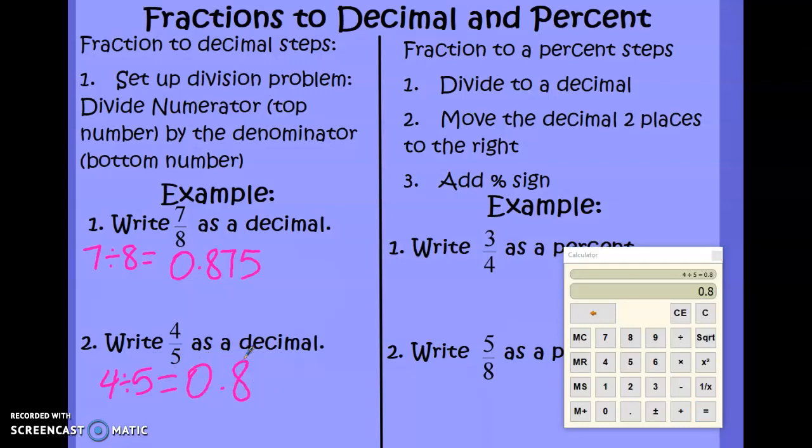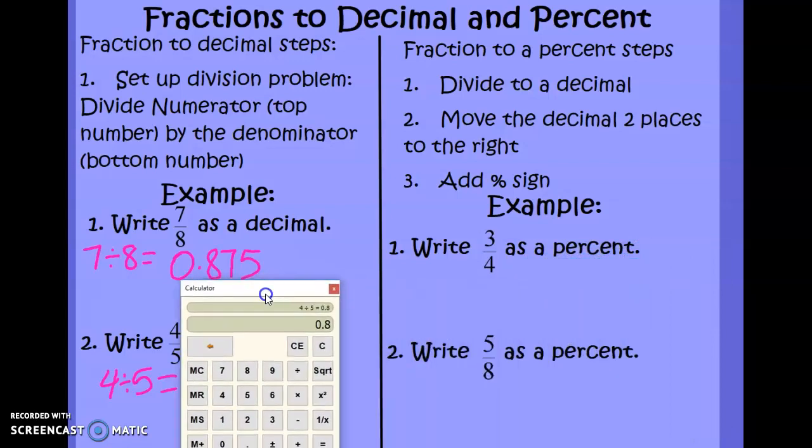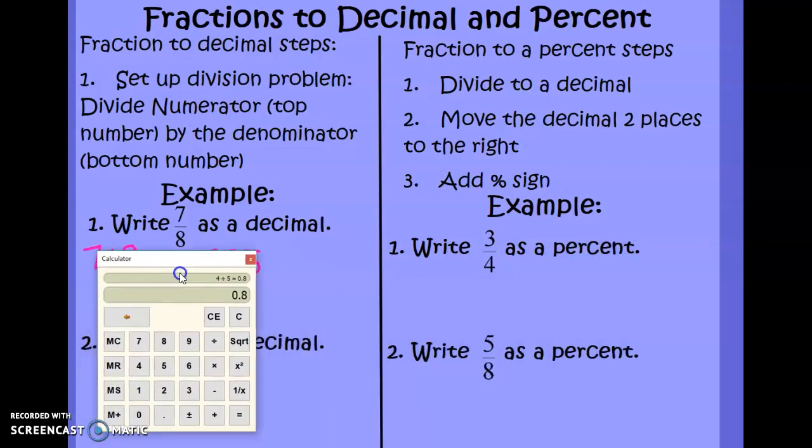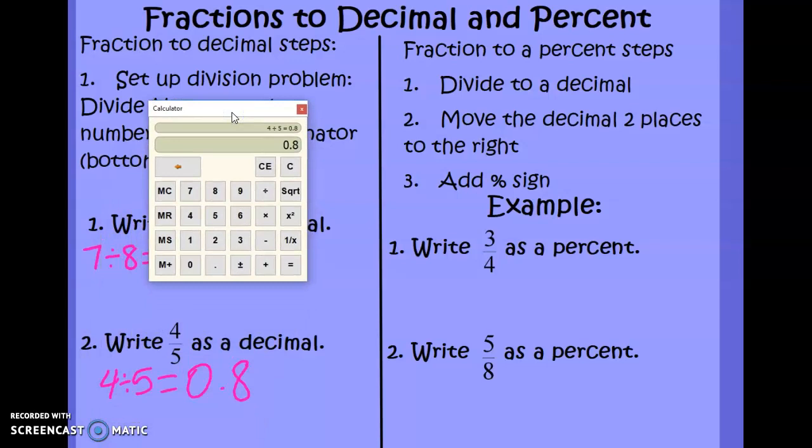Here's our next. We're going to take fractions and convert it to a percent. Okay, so step 1 tells us we're going to divide like we were just now and turn it into a decimal. So I'm going to take 3 divided by 4, and you guys punch it in that exact order, 3 divided by 4, which gives me 0 and 75 hundredths.